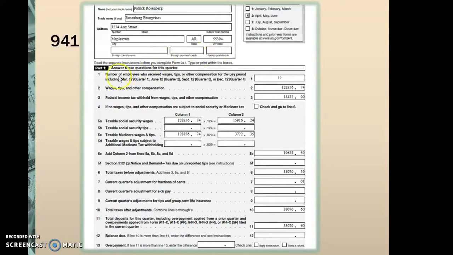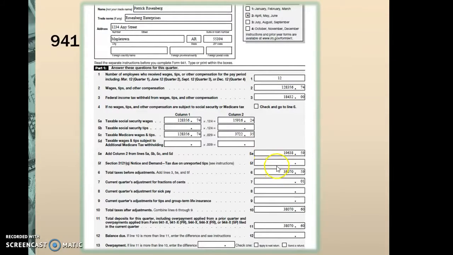And then you're going to, in parts 5A through 5D, look at, okay, what did I have for taxable Social Security wages? Multiply that by 0.124. Also, if you had any Social Security tips, and then you would do 5C, taxable Medicare wages and tips would be the exact same amount. Multiply that by 0.29. Then you're going to add those columns up, column 2, to get a total of $19,638.59 for letter 5E. Lines 7 through 9 are your quarterly adjustments.